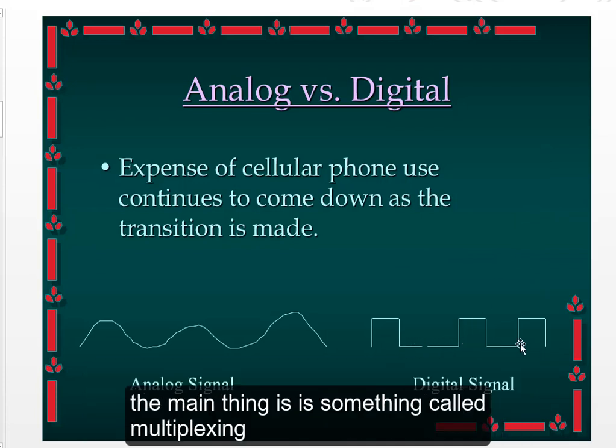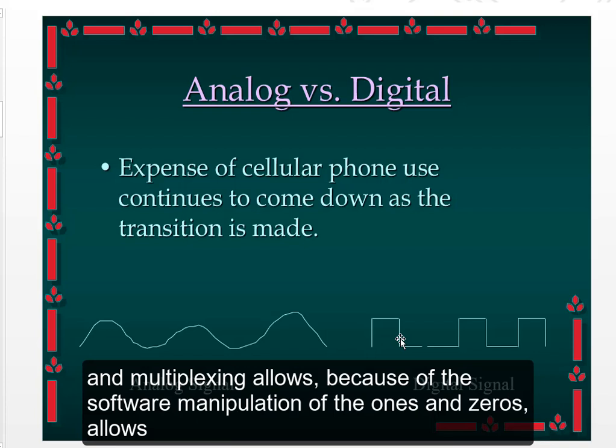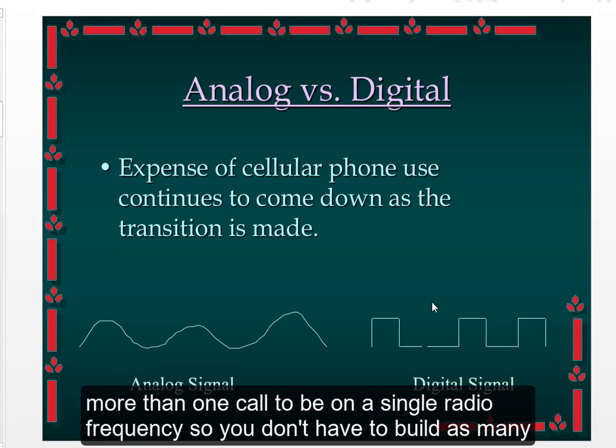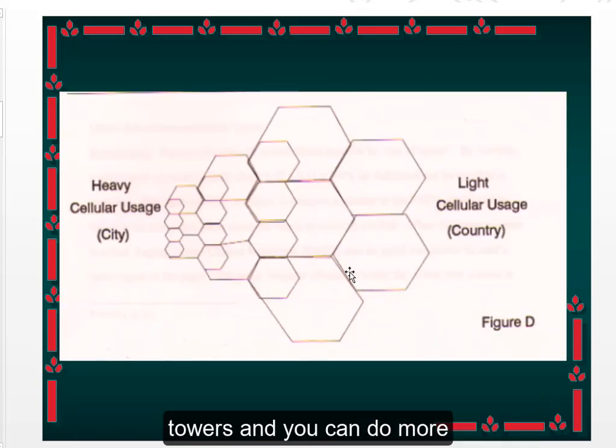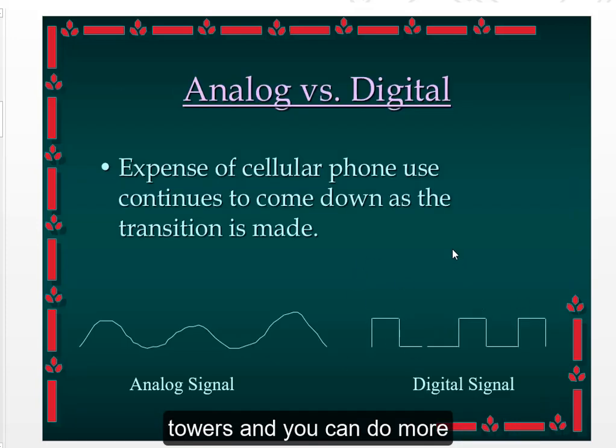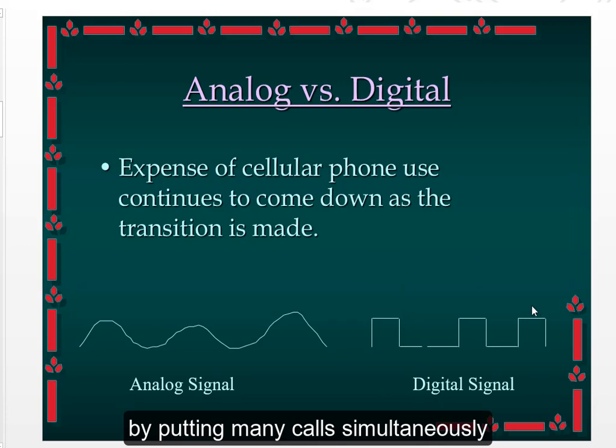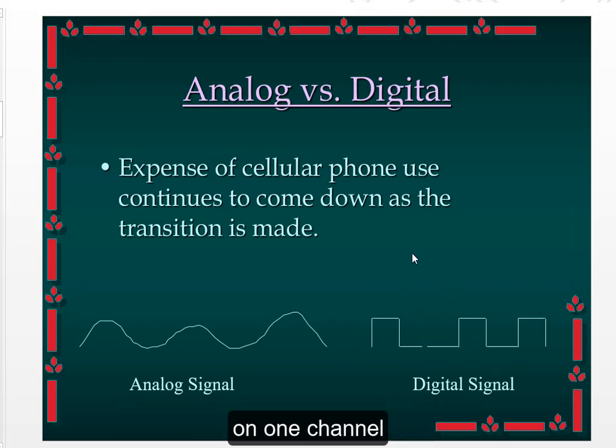The main thing is something called multiplexing. And multiplexing allows, because of the software manipulation of the ones and zeros, more than one call to be on a single radio frequency. So you don't have to build as many towers. You can do more by putting many calls simultaneously on one channel.